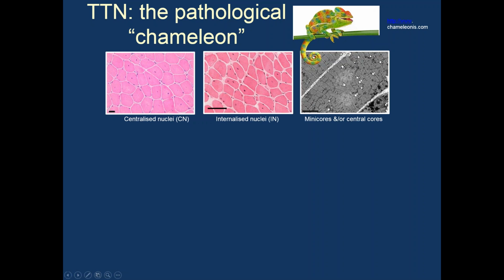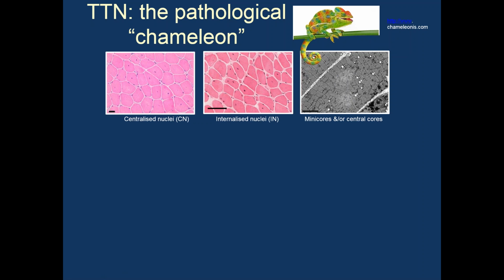This is an EM picture, so a really high-powered picture of muscle that shows mini cores. And these are these centrally sort of punched out areas of the muscle fibres, and they're quite a striking feature in a subset of the muscle biopsies that we have in our patient cohort.